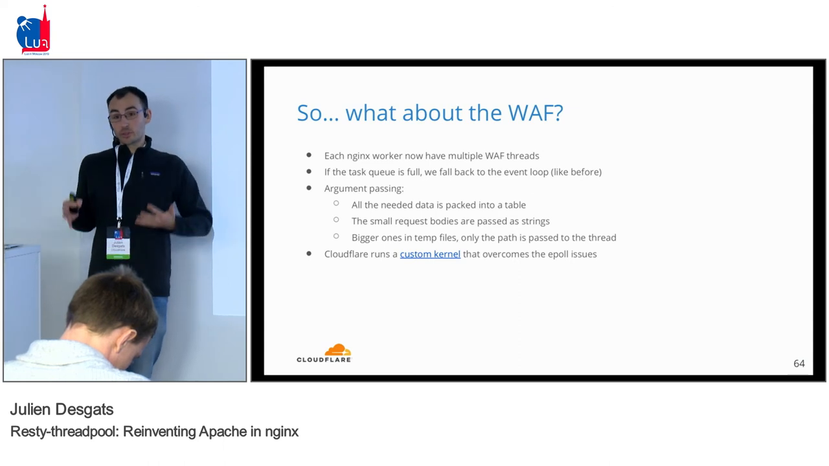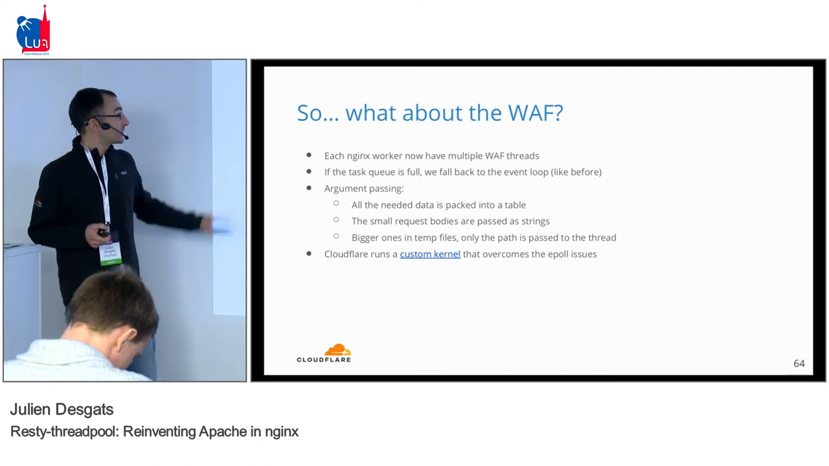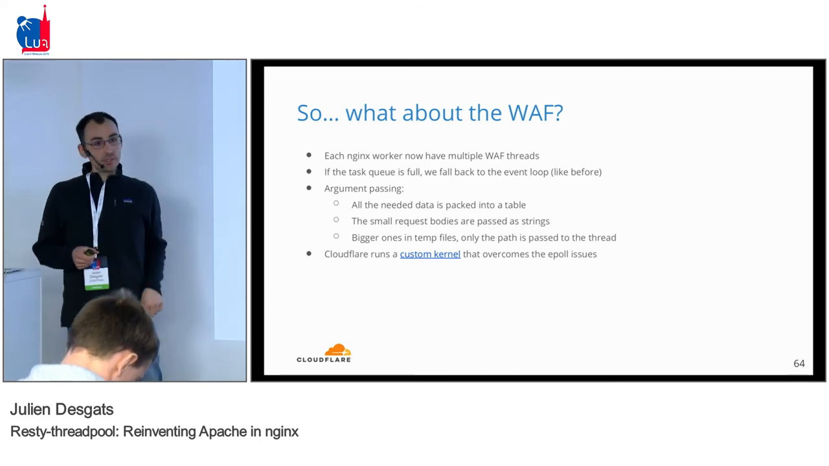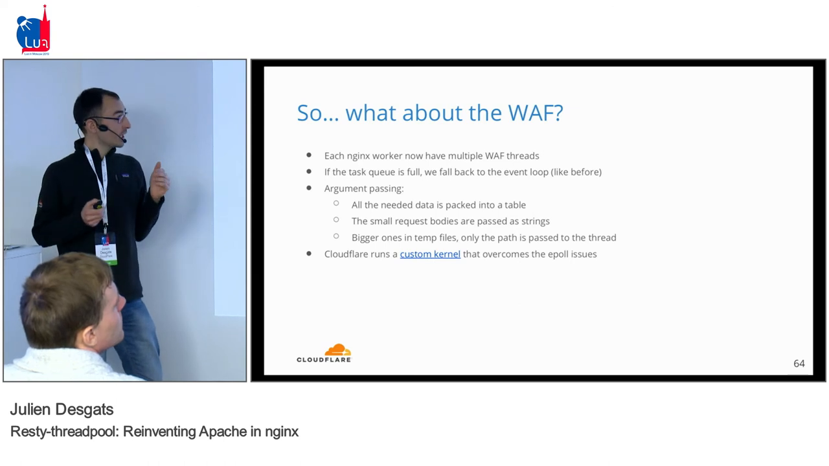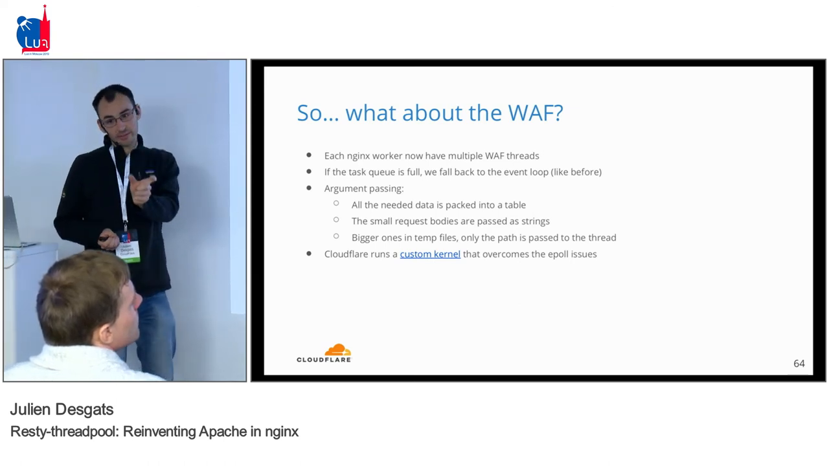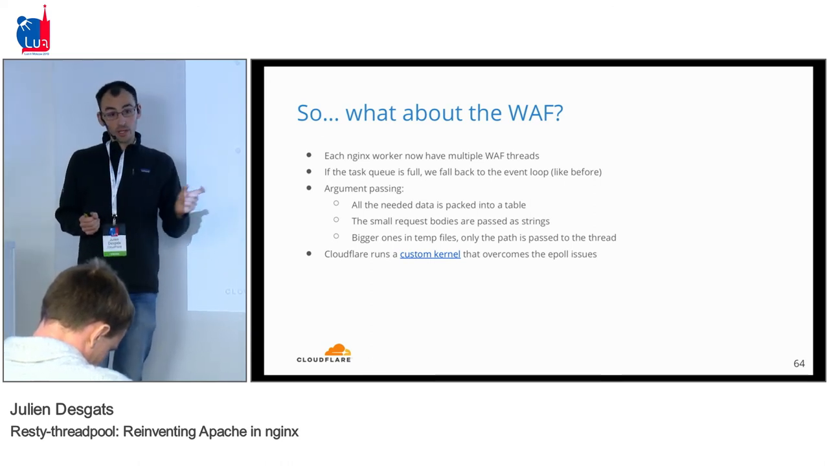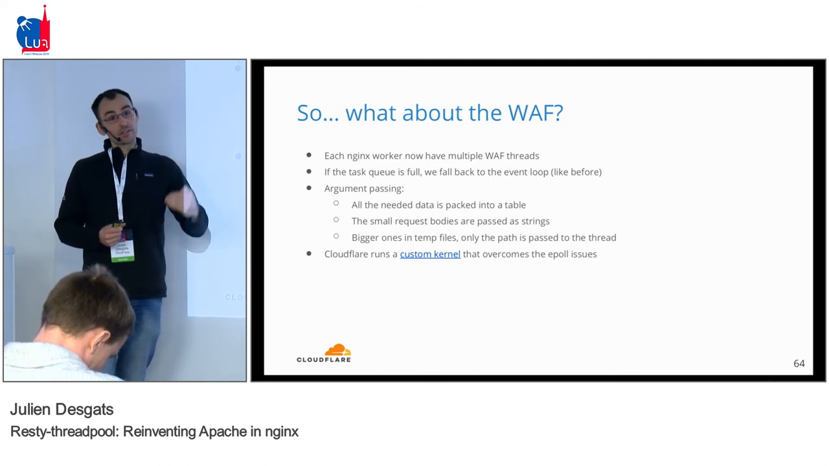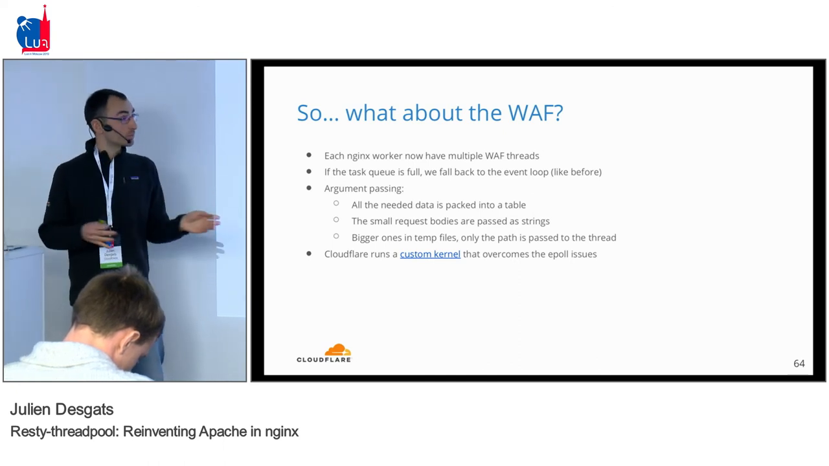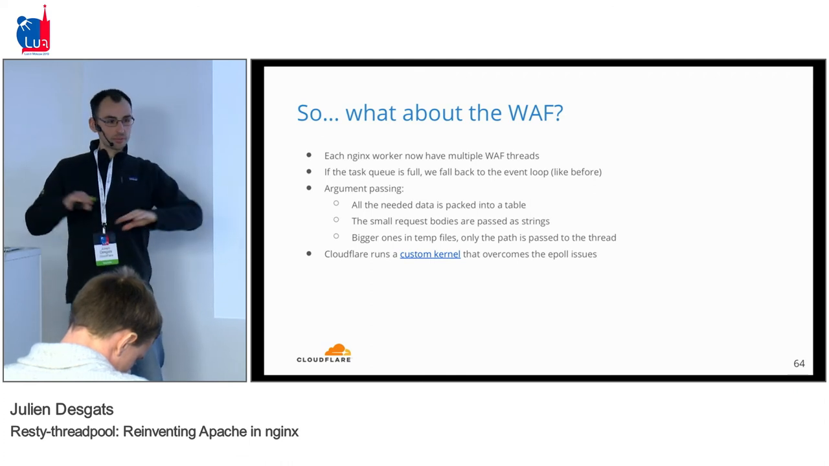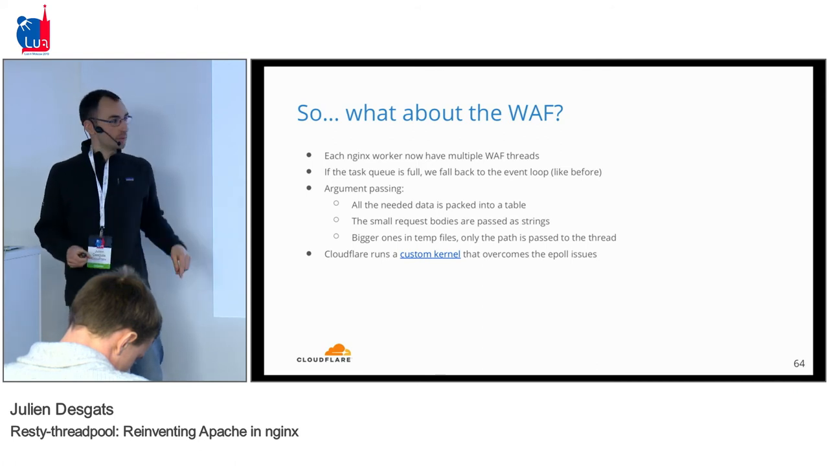So what about the WAF, which was our use case initially? How does it behave at the end? So we ended up giving every nginx worker a few WAF workers to offload the request to. And the task queue when we push a WAF task is actually very small. It's on purpose, so we can still fall back to the previous mode, which was to run that on the event loop. When the server gets too busy, it's a way to handle the situation a bit more nicely than just putting requests on a queue forever.